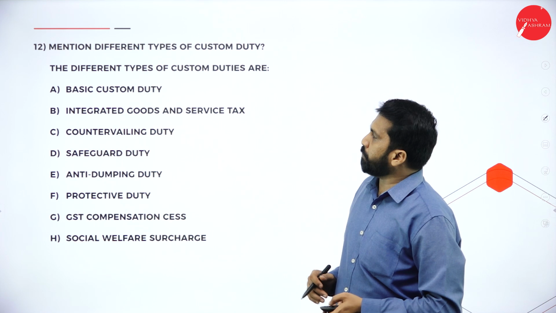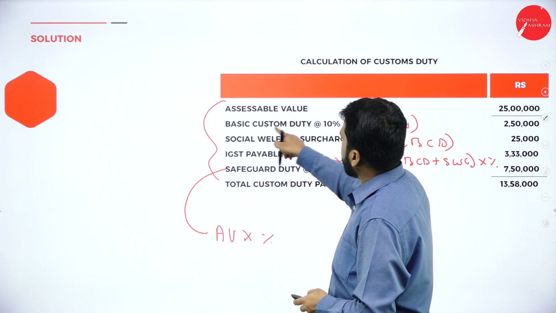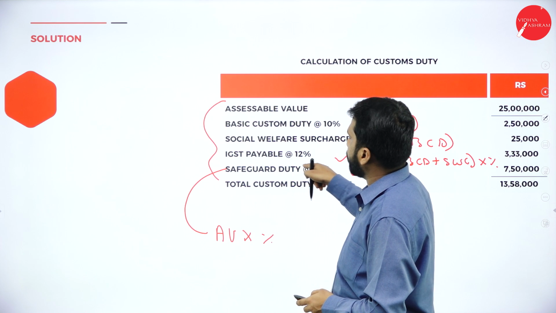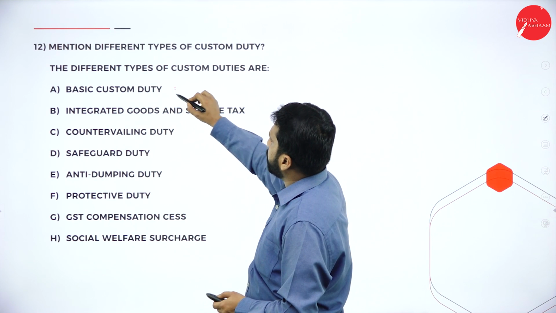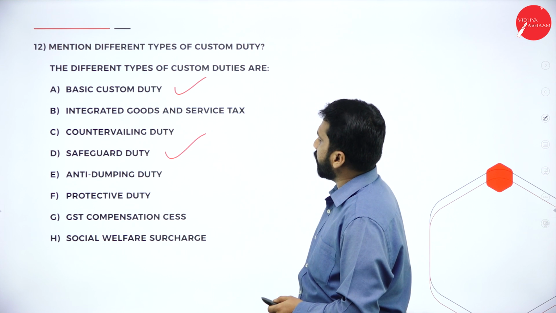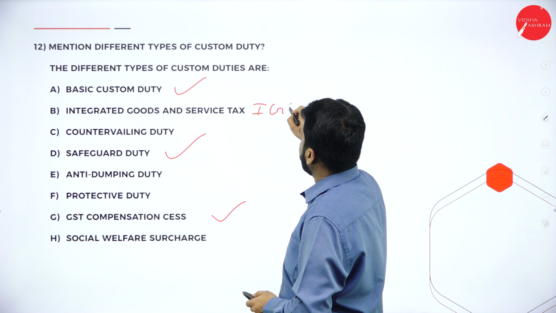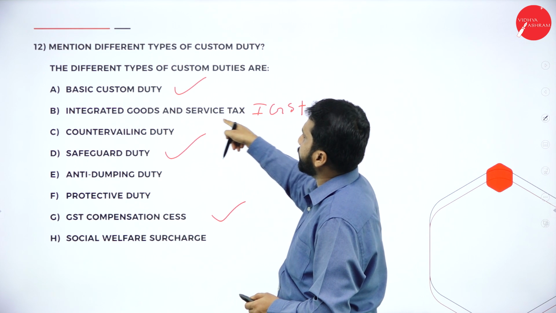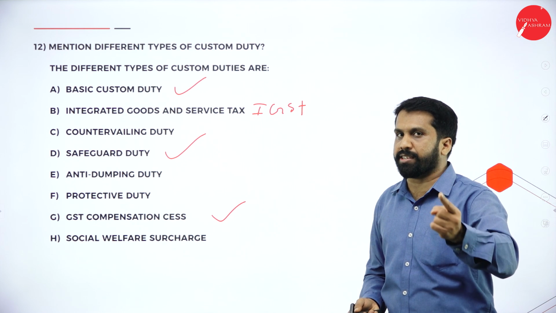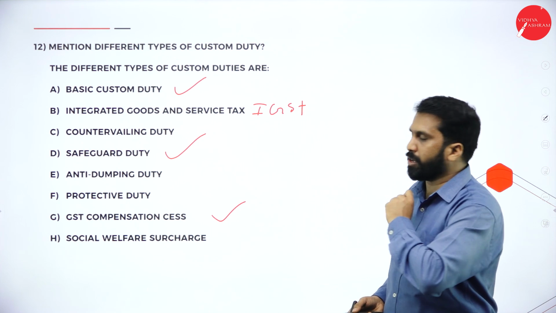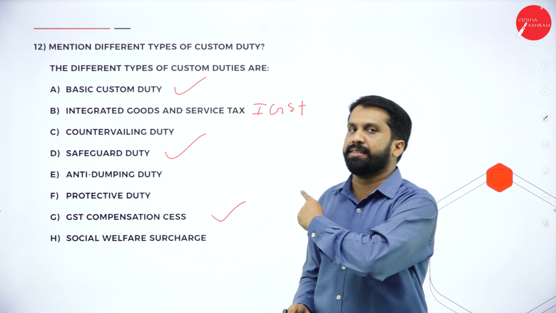How? Types of custom duty. Just go back to your previous question. Basic custom duty, social welfare, IGST, safeguard. Remember, what are your types? Basic custom duty, safeguard, your GST compliances, IGST. IGST, integrated goods and service tax. So all kinds of taxes are there in your question itself. Same thing you have to represent, but you should know that there is only one answer for this particular question.